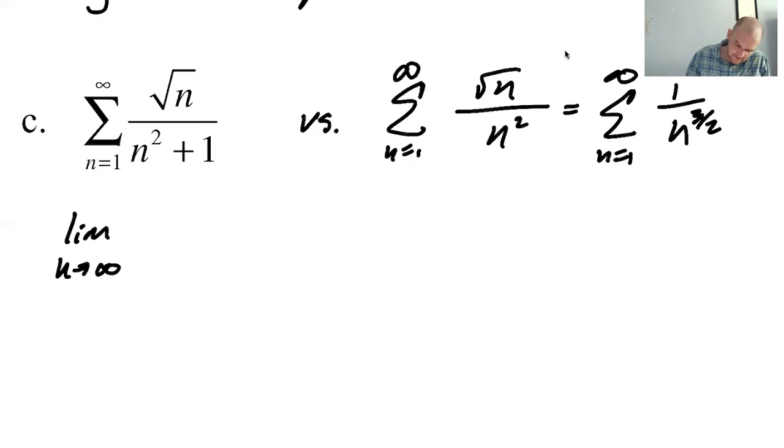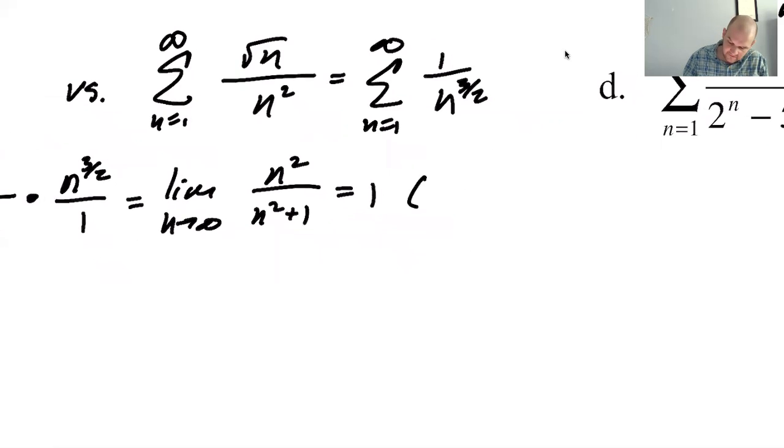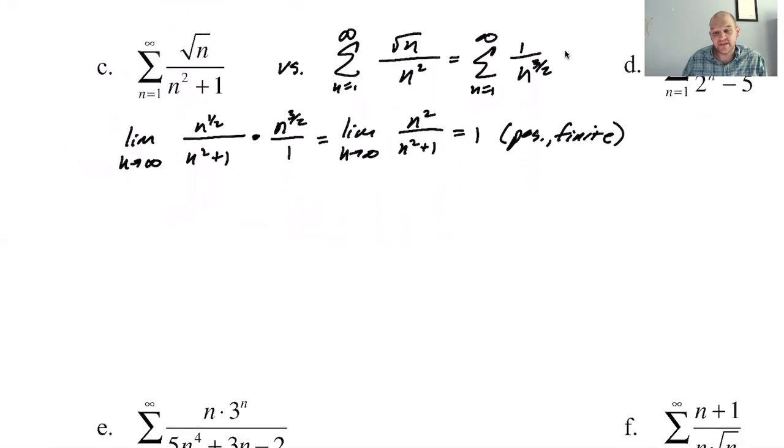So here, make this n to the 1/2. I'm just going to multiply by the reciprocal, which actually you'll find you do kind of a lot with the series tests, is what I'm trying to say. Plus 1, which is just 1. So 1 is positive and finite. Since it's positive and finite, they do the same thing.